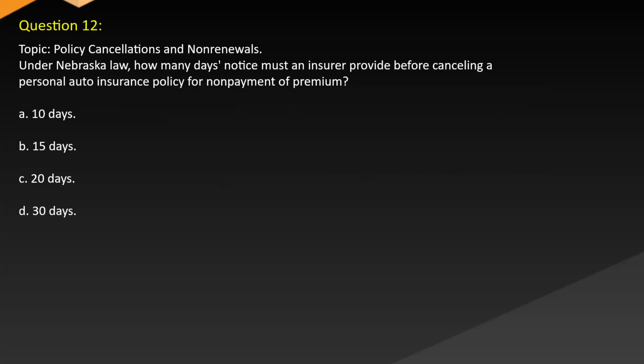Question 12. Topic: Policy cancellations and non-renewals. Under Nebraska law, how many days notice must an insurer provide before canceling a personal auto insurance policy for non-payment of premium? A. 10 days. B. 15 days. C. 20 days. D. 30 days.